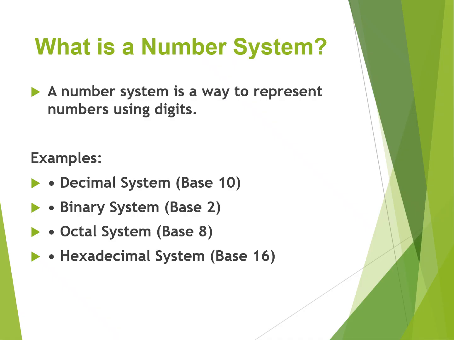Let's start with the very first topic of class 11, binary number system. A number system is a way to represent numbers using digits. For example, decimal system, binary system, octal system, hexadecimal system. What does base stand for? If I say base 10 for decimal system, that means I use 10 digits for this system. Binary system says base is 2. Binary system uses 2 digits, 0 and 1, to represent numbers, and so on.